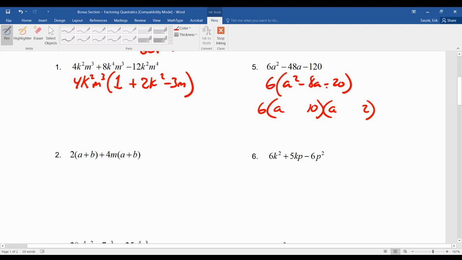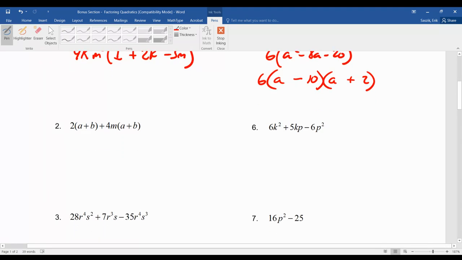Watch, this tells me that the signs have to be different because these two numbers have to multiply to give me a negative. This tells me that the bigger of the inner or the outer has to be negative. So it's going to be like this. Now I always do a quick mental check at the end. Look at this, negative 10a, positive 2a, that gives me negative 8a. That's it, okay?